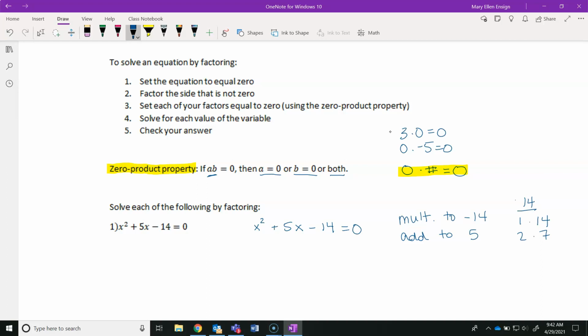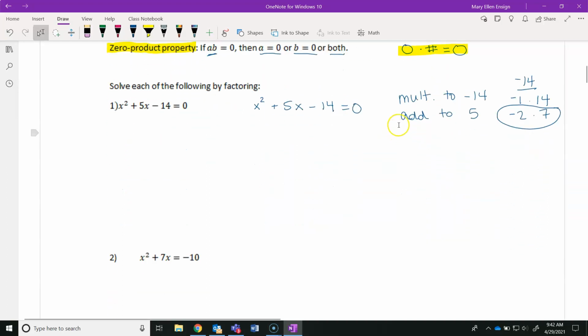14 being negative tells me my signs have to be different. 5 being positive tells me there are more positives. So in each case, my larger number is positive and the smaller absolute value becomes negative. And we can see that these are my two numbers that would make both characteristics true. So I have x plus 7 and x minus 2 equals 0. Okay, don't forget that equals 0.